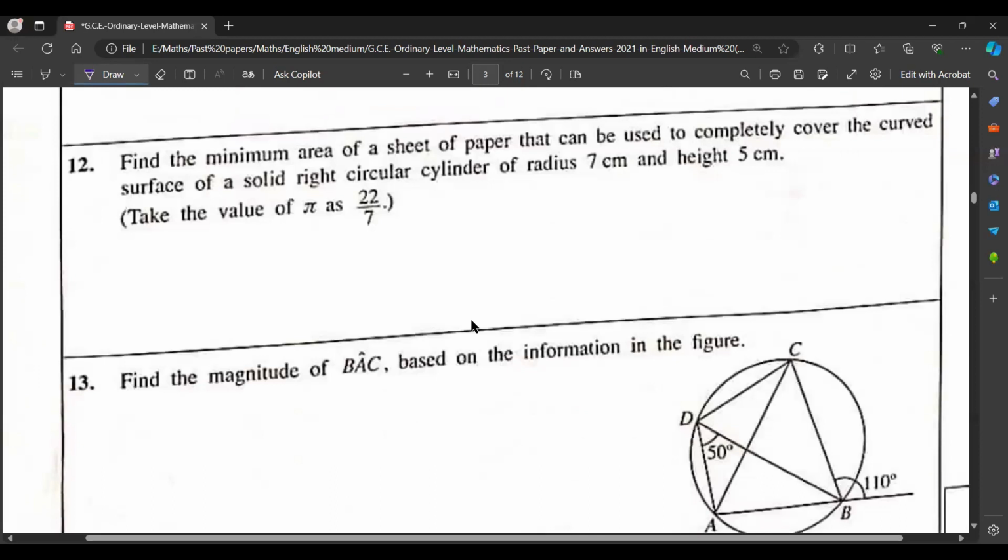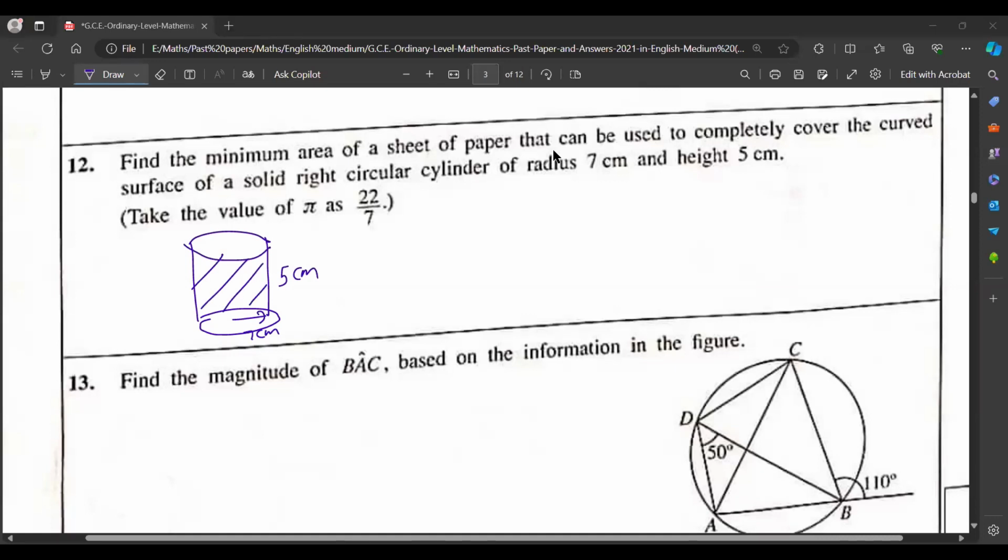Find the minimum area of sheet paper that can be used to completely cover the semi solid right circular cylinder of radius 7 and height 5. Radius is 7 centimeters and height is 5 centimeters. They are asking to find the minimum area of sheet paper to cover the curved surface. Only the curved surface, they ask.